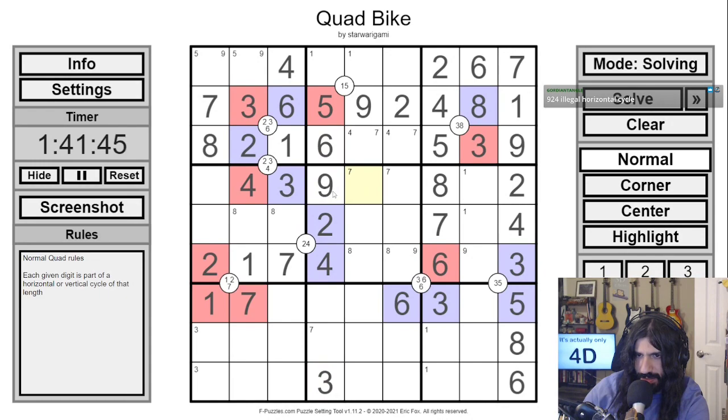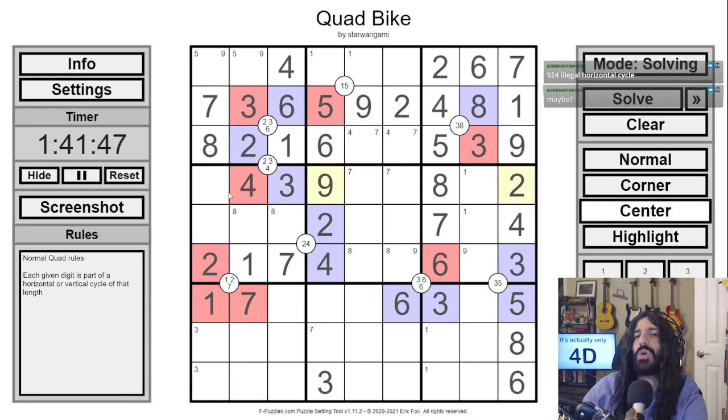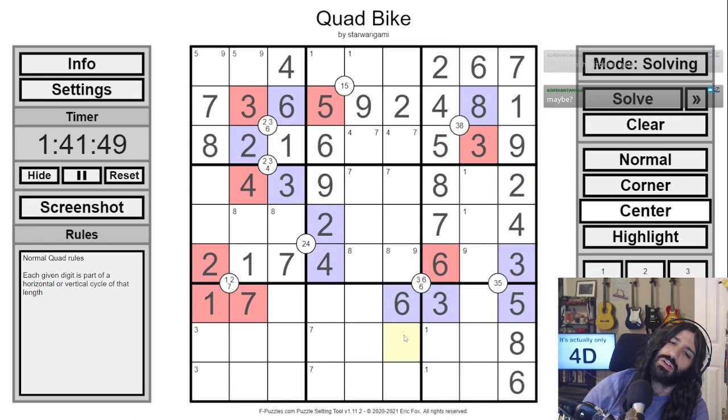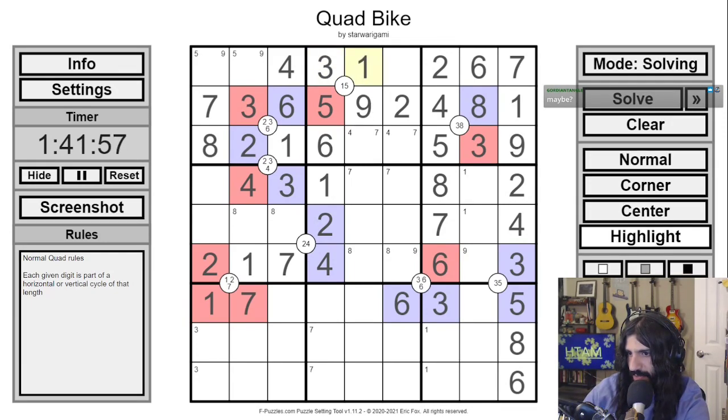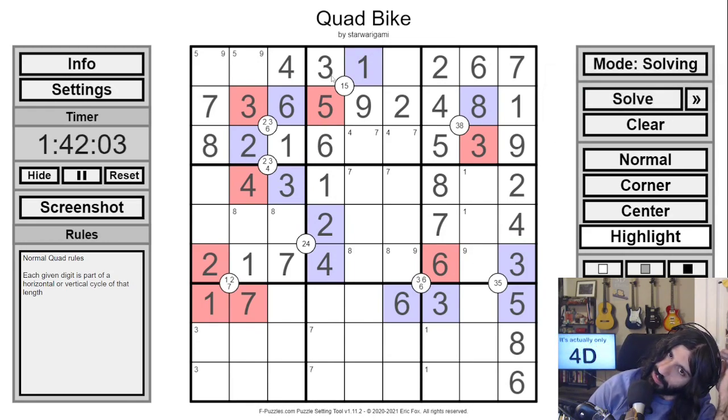9, 2, 4. Illegal horizontal cycle. It's so obvious. So this has to be a 3, which means this is a 1. And this is a vertical cycle of length 1, obviously. Could have pre-highlighted. Okay.